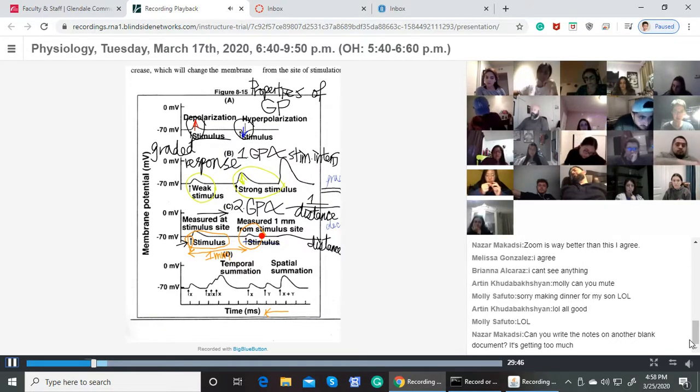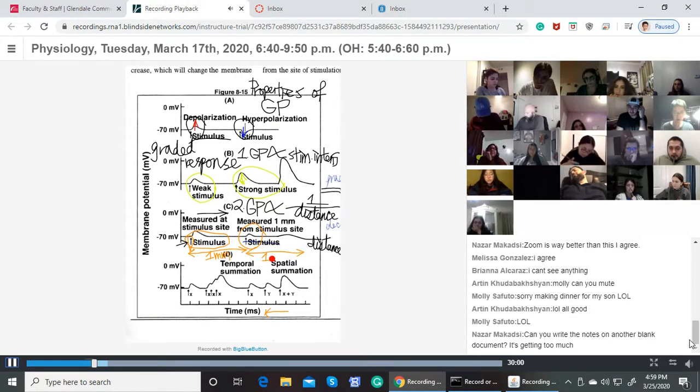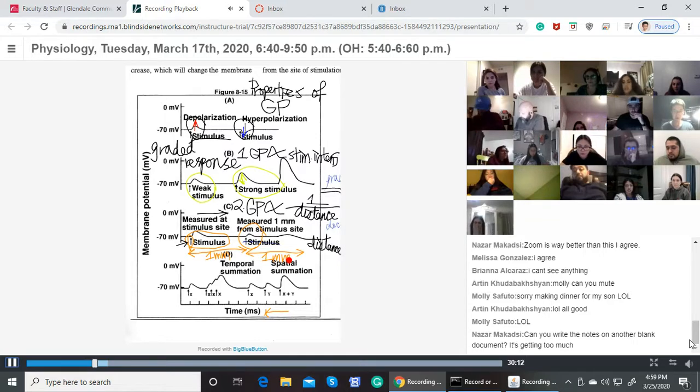And what if we measure the response 1 millimeter later? Take a guess. What will happen? If you know the answer, you can yell out the answer, although I cannot see your face because I'm in full screen mode. It'll get smaller. Yes, even smaller. It will actually disappear, so you become a flat line.